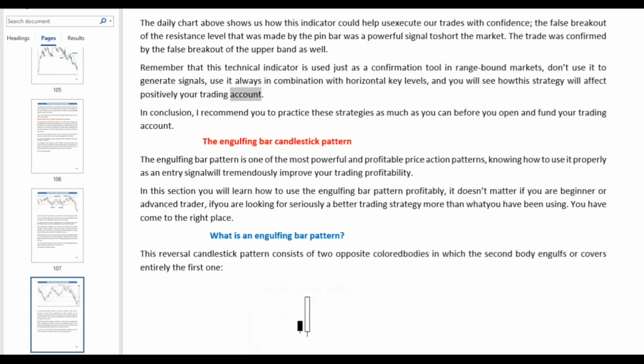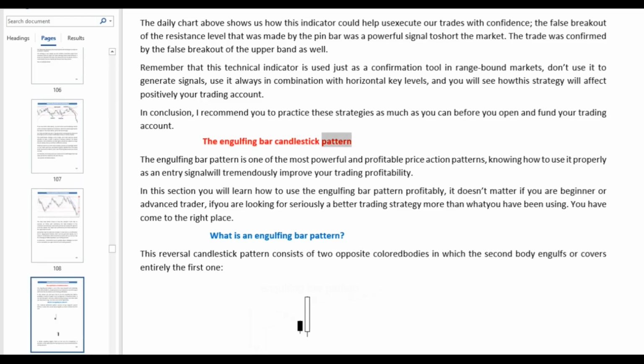In conclusion, I recommend you to practice these strategies as much as you can before you open and fund your trading account. The engulfing bar candlestick pattern.